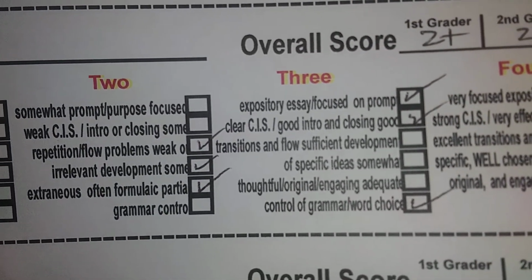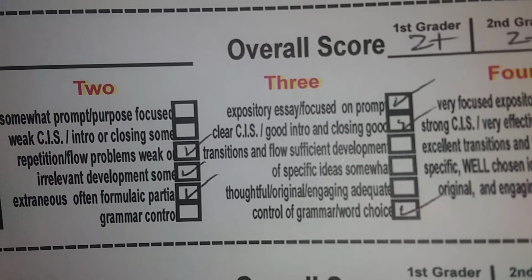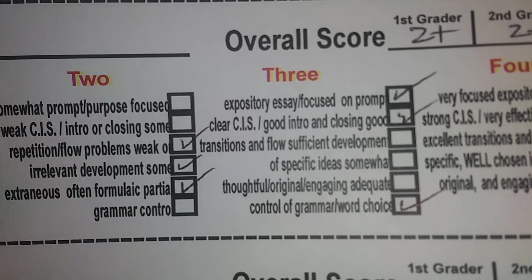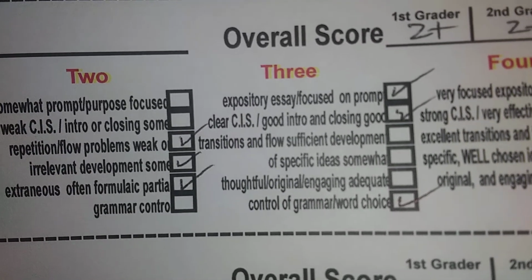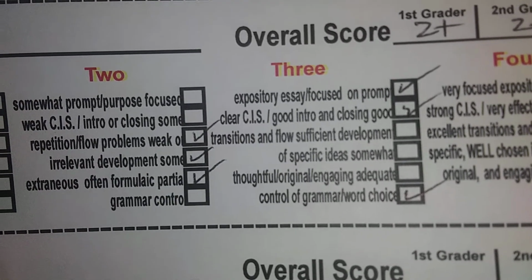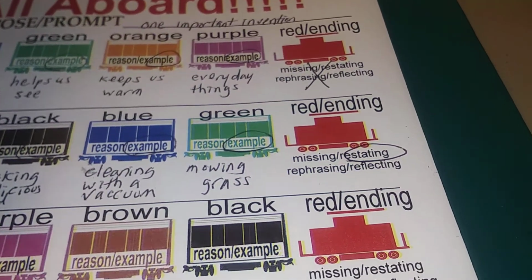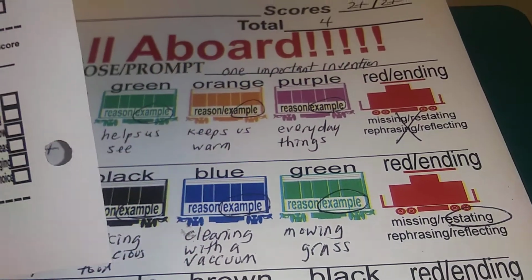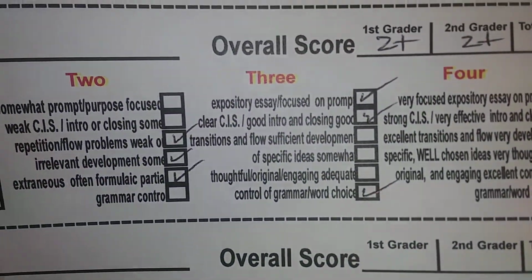So here are my checks. It was an expository essay focused on the prompt, yes, check. It was a clear central idea statement with a good introduction and closing. Not so much on the closing because it was restating. If you notice here in the last train, the caboose, I wrote restating because they just kind of said the same thing that they had already said. But they did have a good introduction because, let me read it to you.